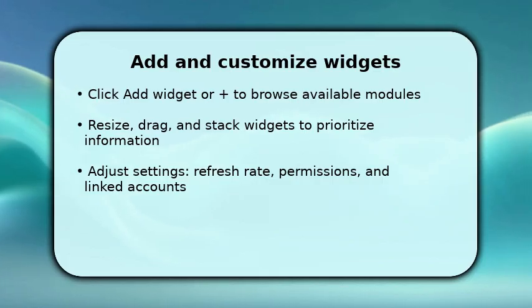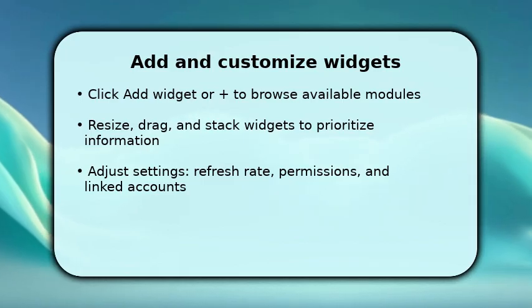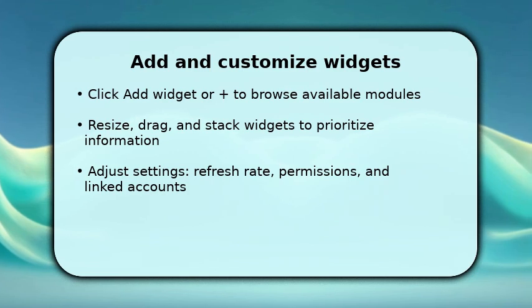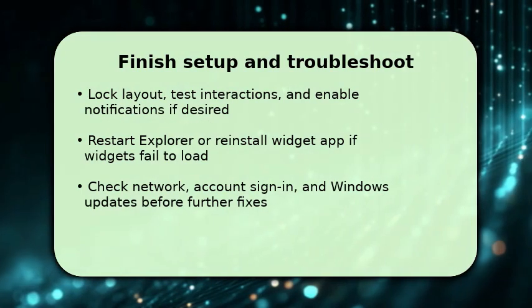Make sure to open each widget settings to set refresh frequency and grant permissions. This controls data use and accuracy, and it prevents stale or missing information. To finish, lock your layout mentally by testing each widget. Open the calendar event, click a news headline, and verify live updates.